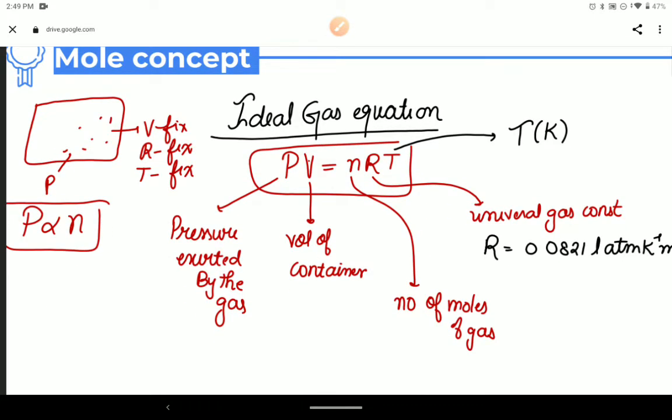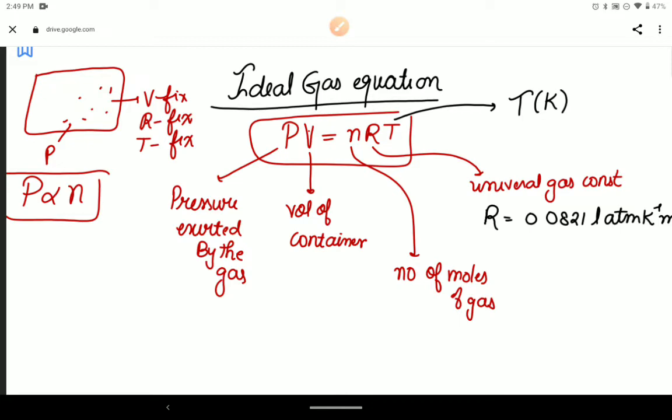Now, in this concept, the ideal gas equation should be learned. This is a must and compulsory. See, here we are given that PV is equal to nRT. In the ideal gas equation, everybody knows what an ideal gas is. Actually, a gas which obeys the ideal gas equation is known as an ideal gas. Okay, so what is the ideal gas equation? PV is equal to nRT.